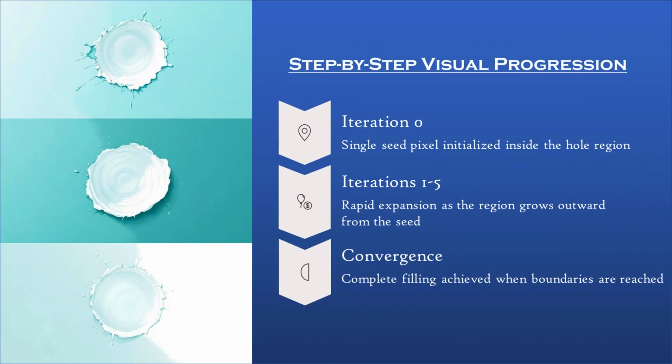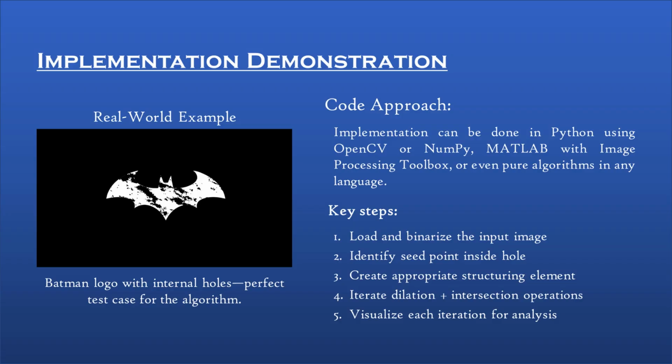Let's visualize that equation. At iteration 0, we begin with our single seed pixel. In the first few iterations, you can see the region rapidly expanding outward from that seed. This is the dilation part of the formula. Finally, the growing region hits the internal boundaries of the hole. The intersection part of the formula stops it from going any further. This is convergence. The hole is now perfectly filled.